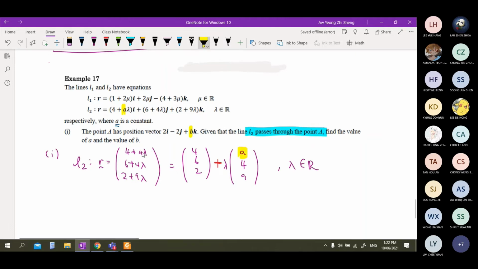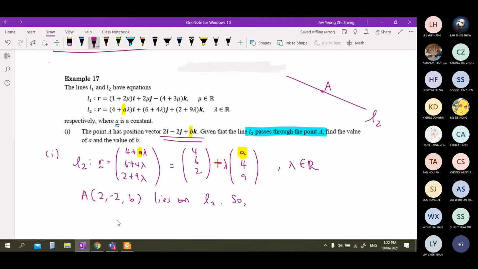Here's your unknown A. It says L2 passes through the point A. In other words, A lies on L2. And what is the coordinate of A? From the position vector, you know the coordinate is (2, -2, B). So A with coordinates (2, -2, B) lies on L2.